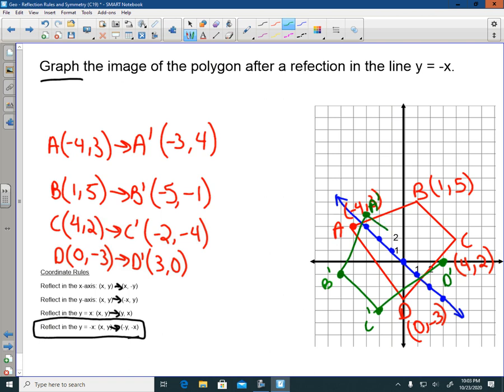But there's your reflected figure. It flips right on top of that line because the original figure is on top of the line too, so it'll flip on top of itself.